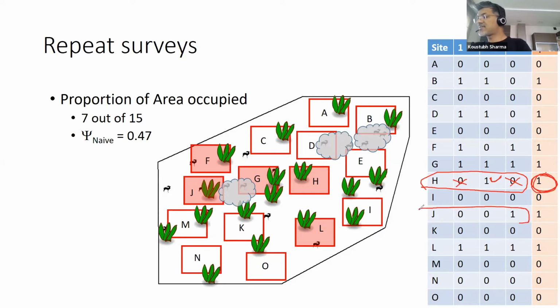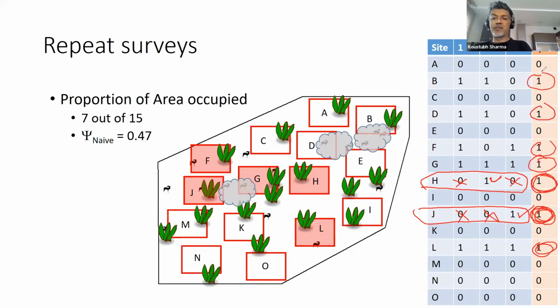J is another interesting case where on the first 2 times I did not see it, but on the third instance, when I went out to survey, I saw it. So yes, it is present, right? If a species is detected in one of these 3 occasions, we can't say that the species is not there. It's there. That's why you see it. If it was not there, then you wouldn't have seen it. So wherever I have seen the animal once, twice, or thrice, I've given it a value of 1.